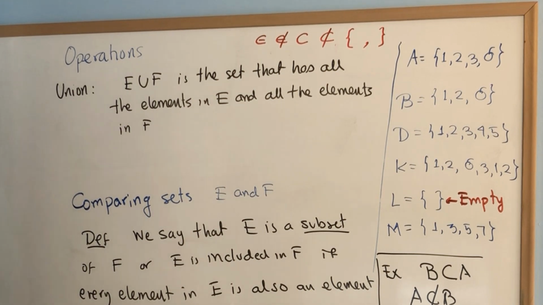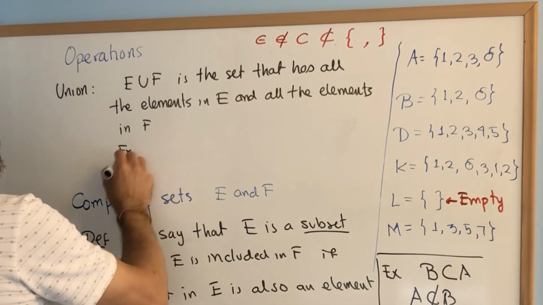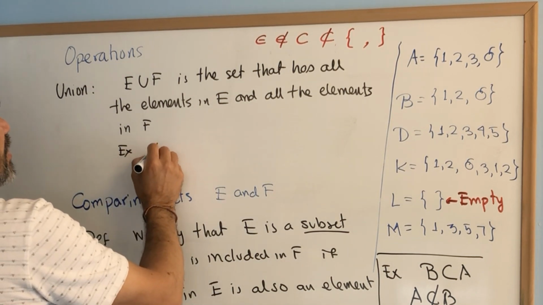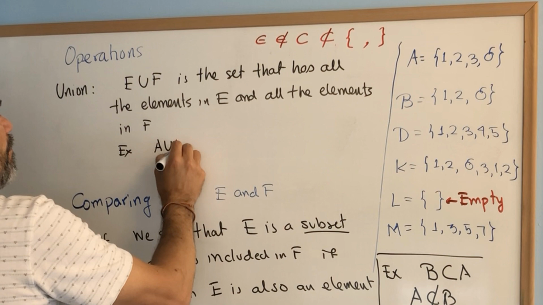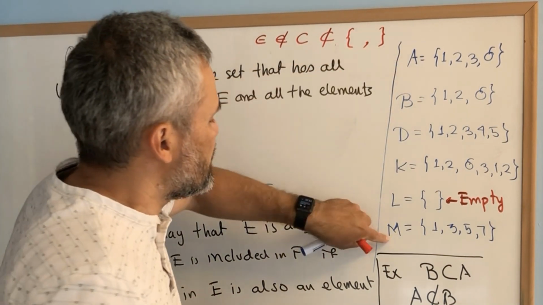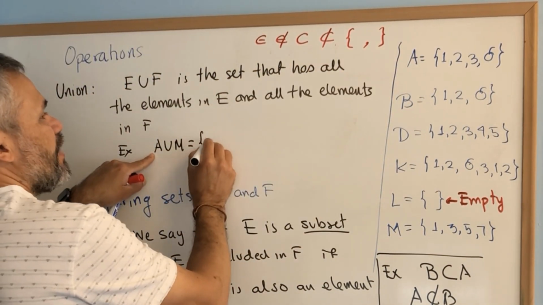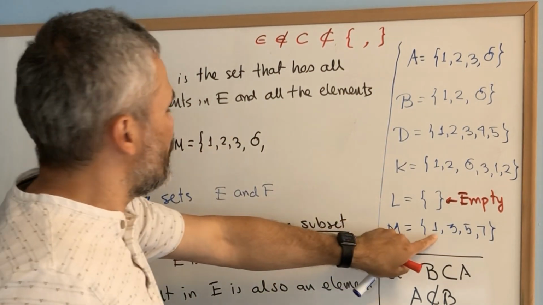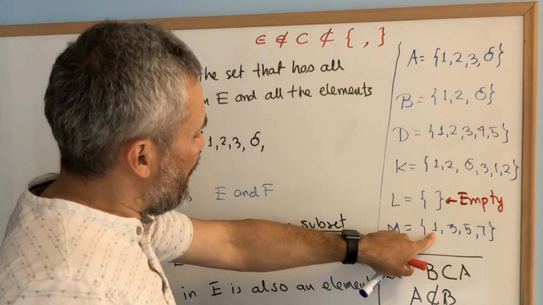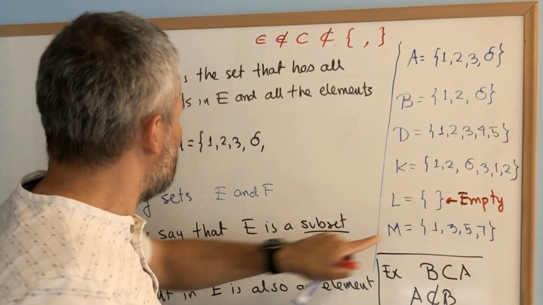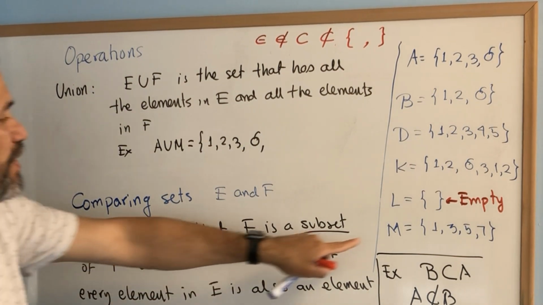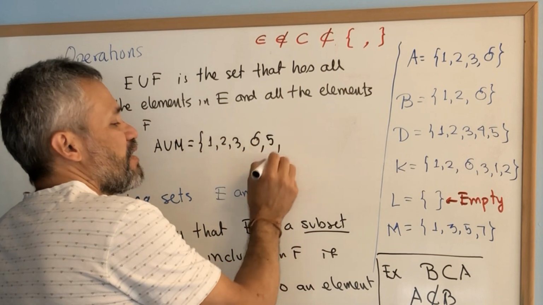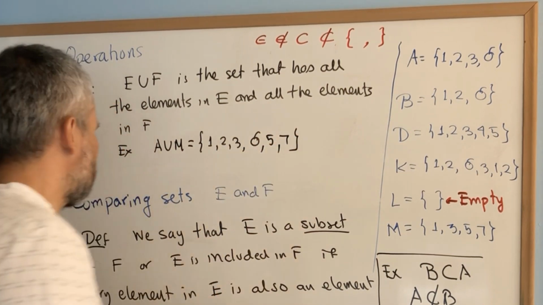As an example, if I do A union with M, if this is A and this is M, then A union with M is 1, 2, 3, apple, and I will continue with the elements in M. I don't need to write 1 because, as I mentioned here, you don't need to repeat the elements. 1, 3, the 5, I need to include the 5, and the 7.